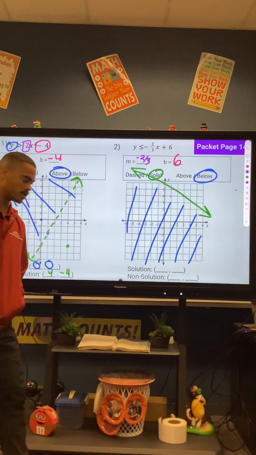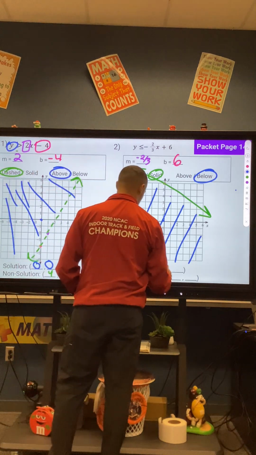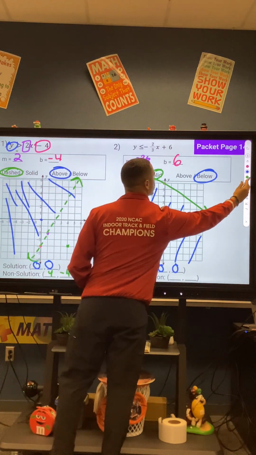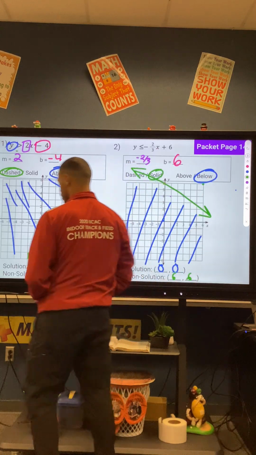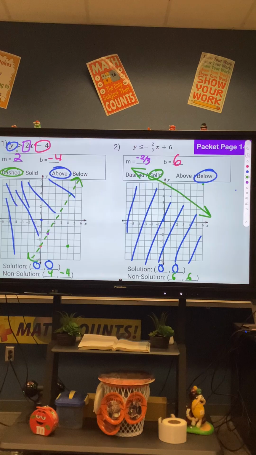A solution, the easy one to solve, 0, 0. A non-solution, all the way up here, 6, 6. Make sense to you?